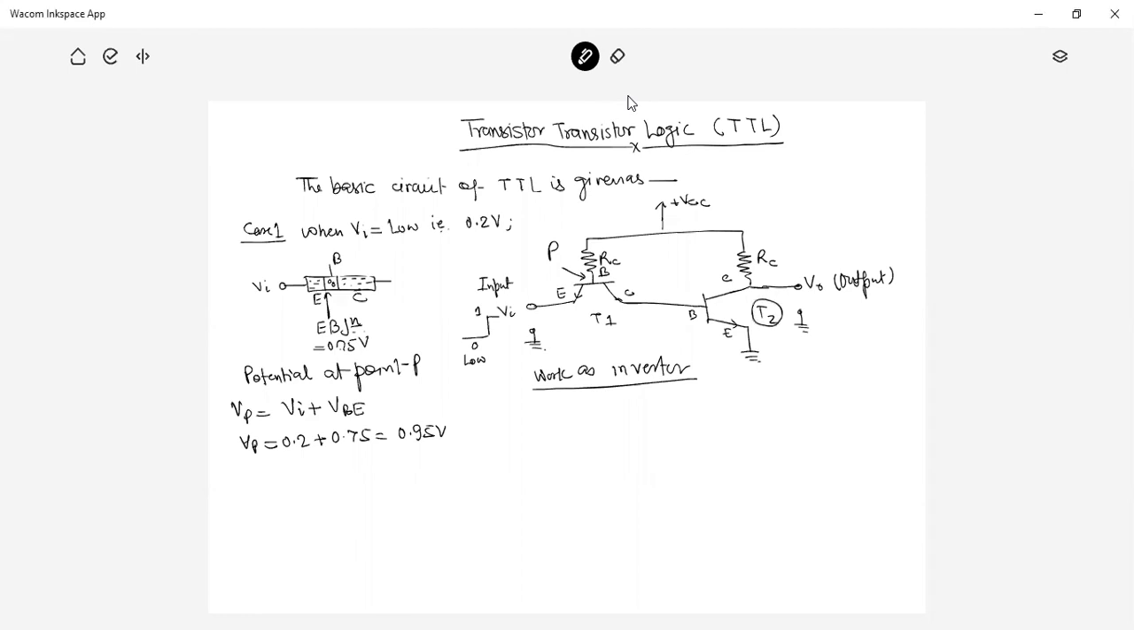So this potential is not sufficient to conduct the transistor T2. That is, transistor T2 is in the cutoff mode.